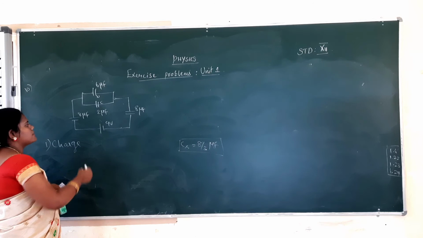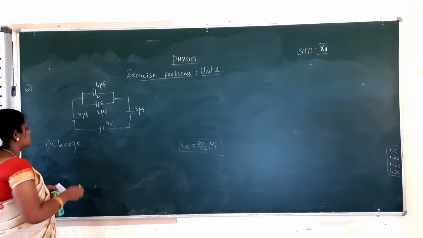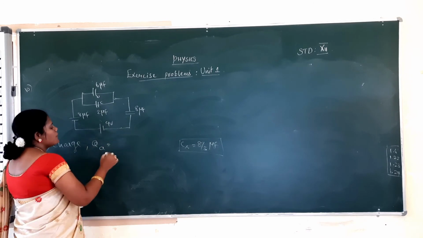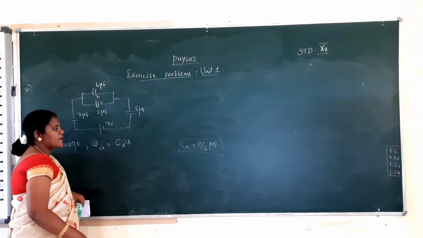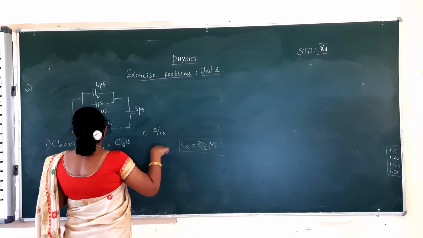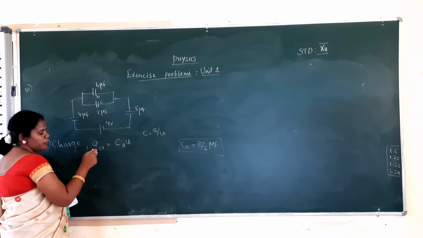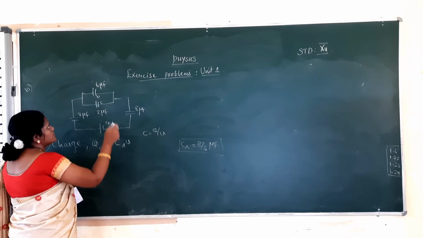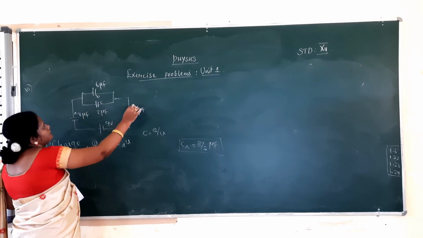Charge on each capacitor means I am having the 4 capacitors there. So one capacitor charge is QA. The formula is capacitors in A and V, because C is equal to Q by V. So Q is equal to C into V. So at the point A, QA is equal to CA into V. Substitute the CA value and V. That is A, that is B, C, D.